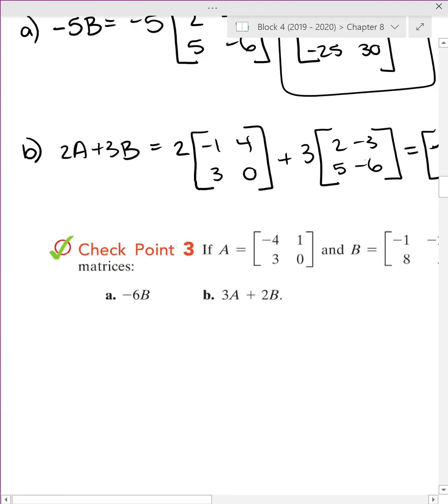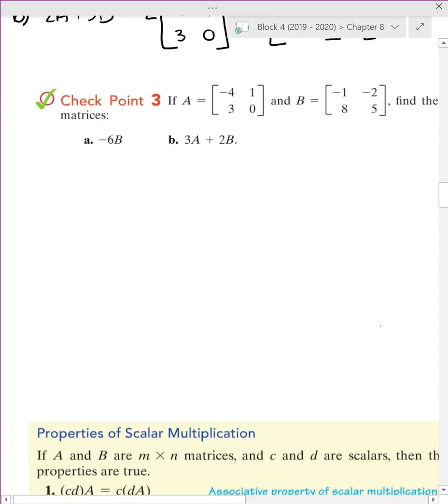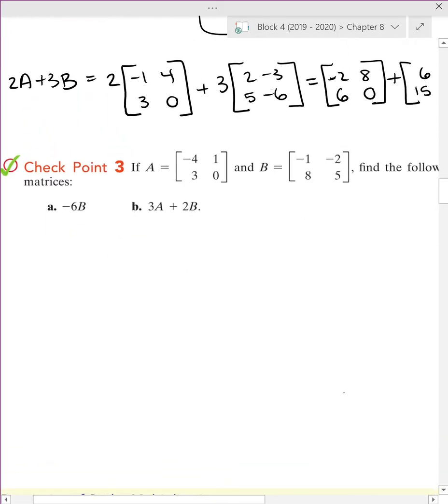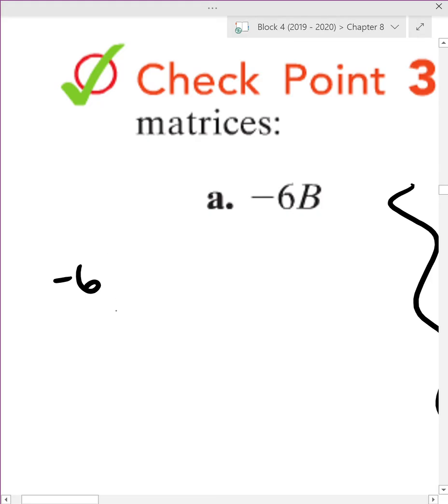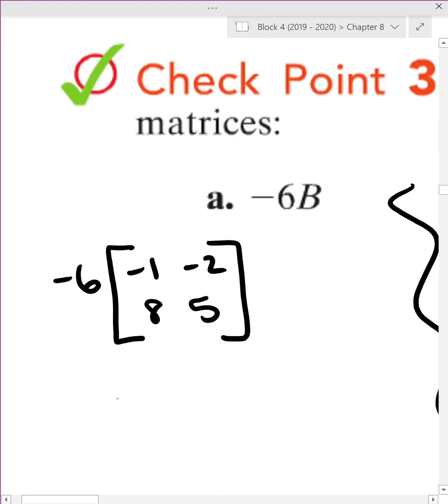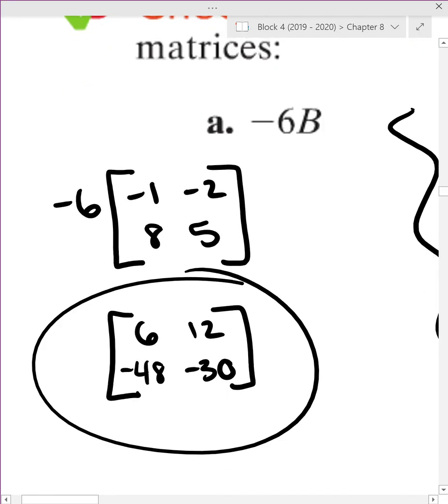So I want you to pause the video. Try checkpoint 3. For negative 6 times B, I'm doing negative 6 times matrix B, which is negative 1, negative 2, 8, and 5. So we multiply everything by negative 6, and I get 6, 12, negative 48, and negative 30. And we're done with that one.